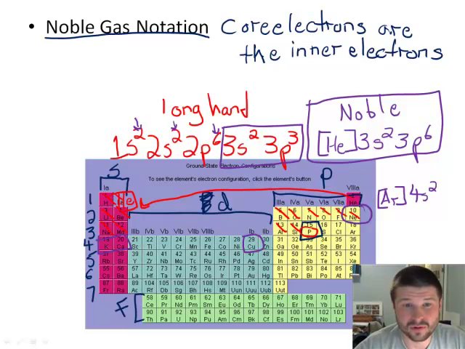And then I count over 1, 2, 3, 4, 5, 6, 7, 8, 9. So that would be 3d9. Remember that the d blocks are one level or one quantum number behind. So this starts at 3, and then the 4f's are 2 behind. So I actually start at 4f instead of 6f where they should start. Okay, so that's a noble gas configuration.